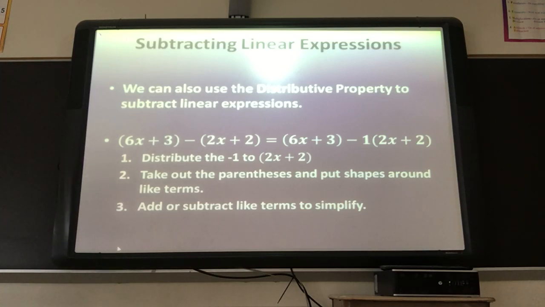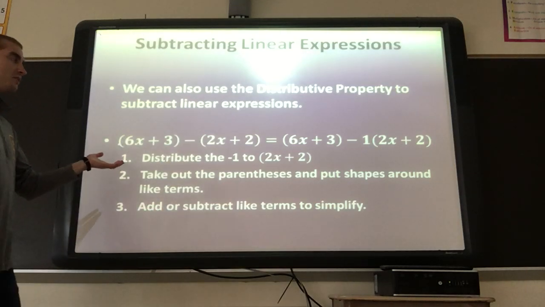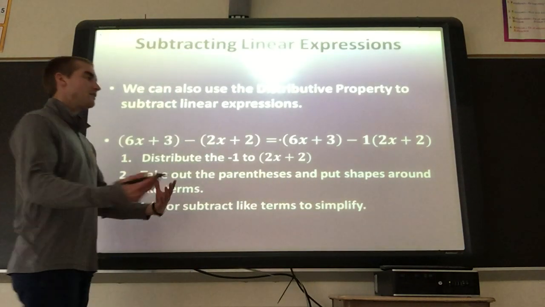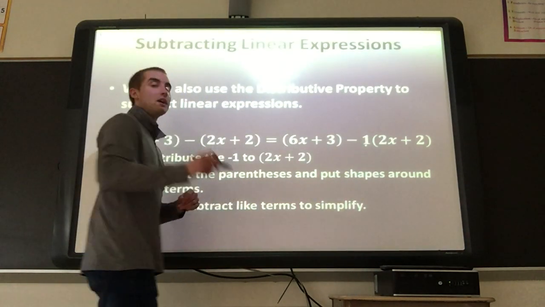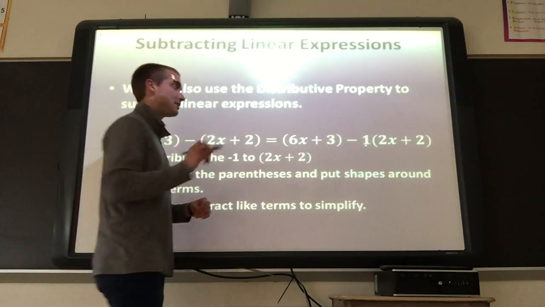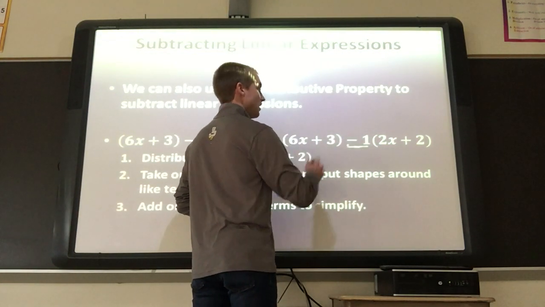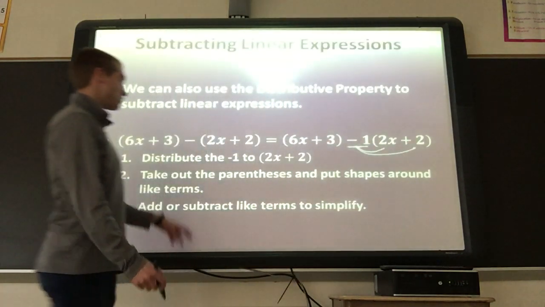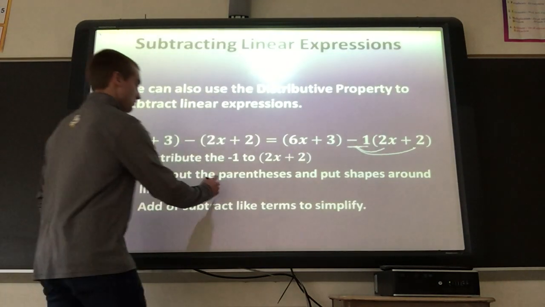And so think back to when we were adding linear expressions and we were simplifying at the beginning. We would put a 1 in front of the parentheses. We're going to be doing that to this as well. So we put a 1 in front of this 6x plus 3. Nothing's going to change. But if you notice, we put a 1 in front of this 2x plus 2. Not only are we distributing a 1 to everything on the inside, we're going to distribute a negative 1 to everything on the inside. So we would do negative 1 times 2x and negative 1 times 2, which is what this step 1 says. That would give us 6x plus 3.